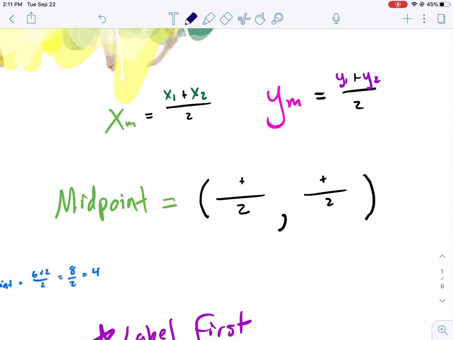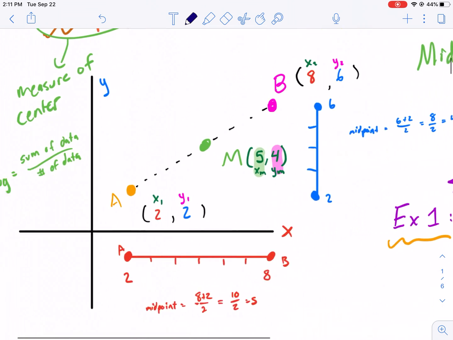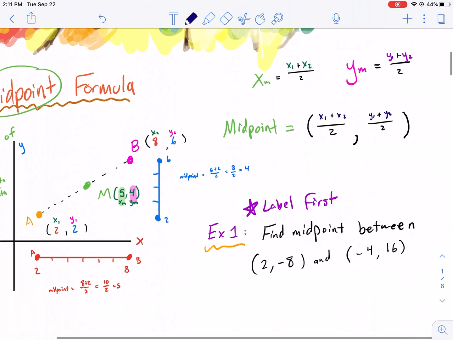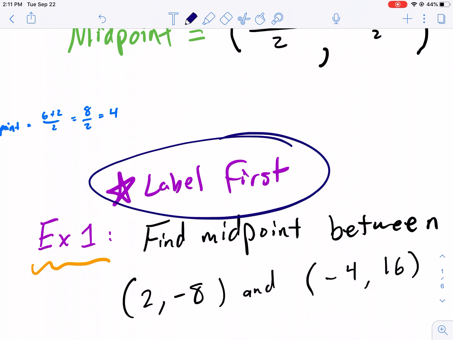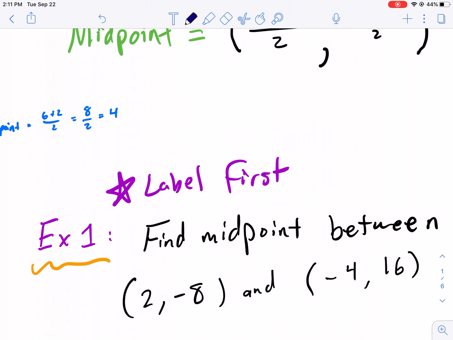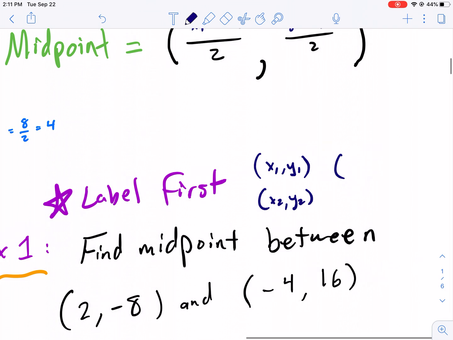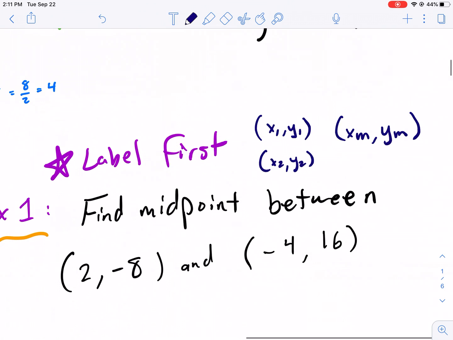Let's go with this dark blue. x1 plus x2, and then y1 plus y2. So a big component of solving for a midpoint is you have to label your points first. Label first, okay? That's the most important thing. You have to label what you have, whether it's x1, y1, x2, y2, or sometimes, and we're going to talk about this type of problem, xm, ym, if it gives you a midpoint instead, okay?